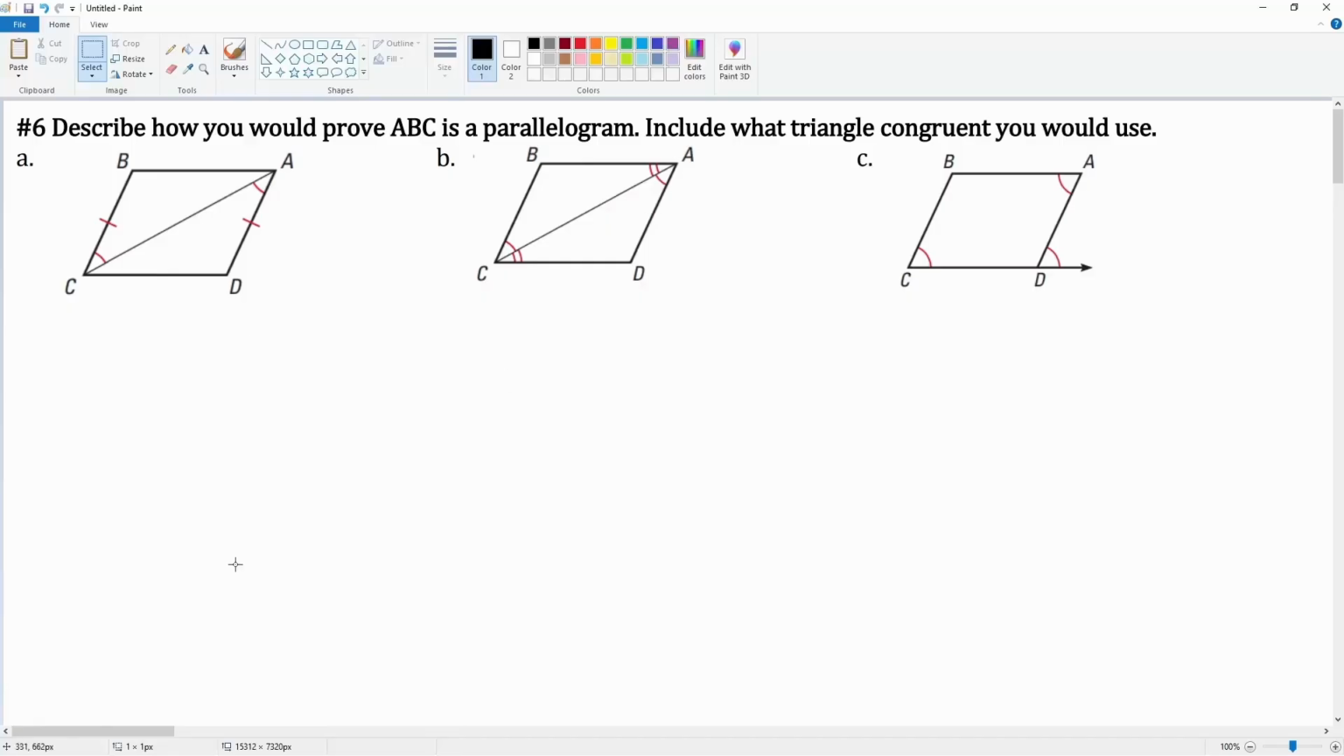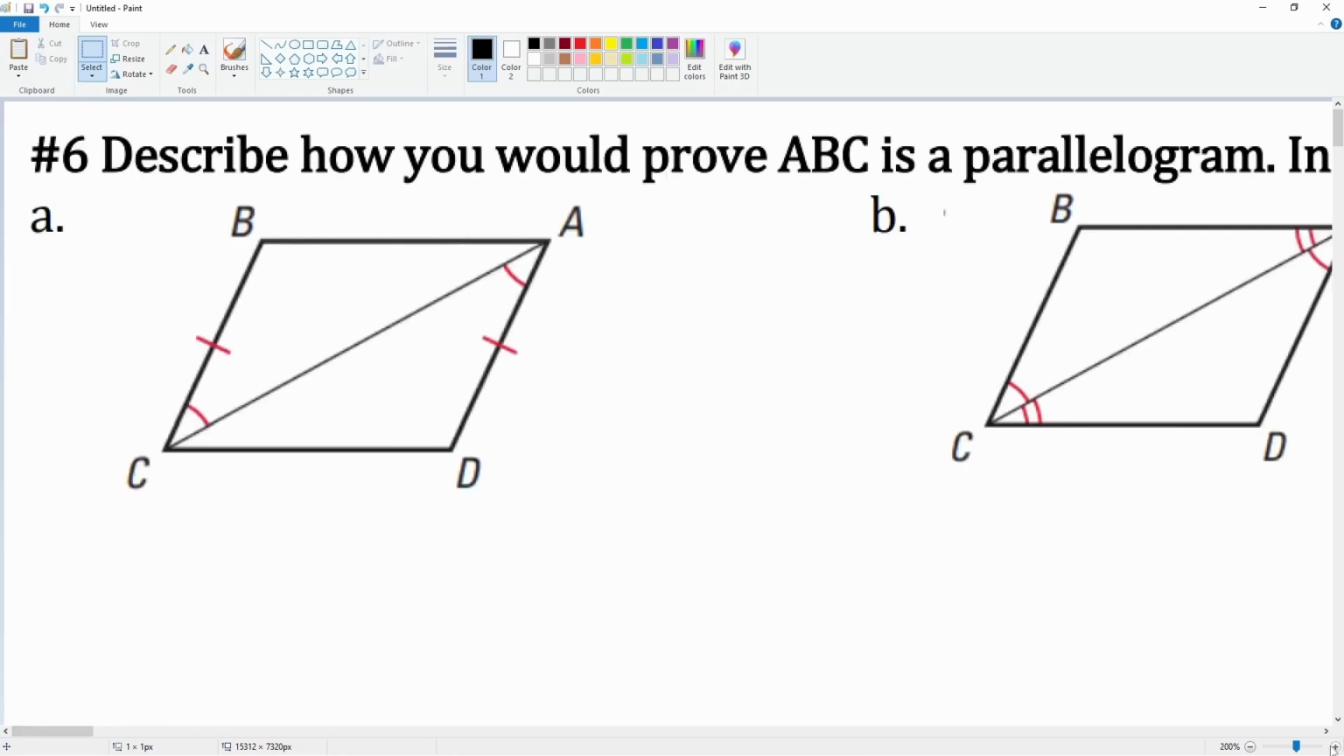Number 6, you're going to describe how you would prove that ABCD is a parallelogram. Please include what triangle congruency you would use. Let's take a look here at A. We have a couple of things here. We have an angle right here that is given. Then we have a side here.